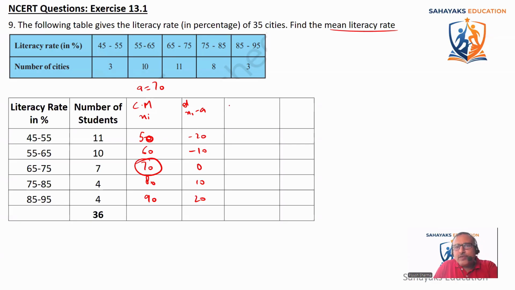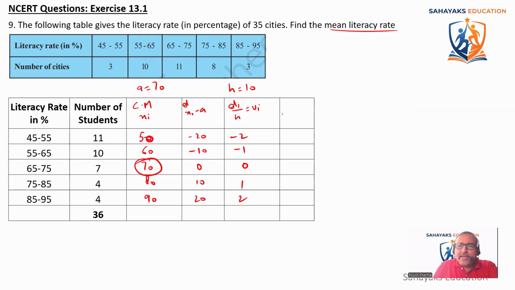Now, what we're going to do, we are going to find di divided by h and we'll call it ui. And what is the value of h? We'll consider h as 10 because you can see 10 as the common factor here. So when we divide everything by 10, it comes out to be minus 2, minus 1, 0, 1, and 2.